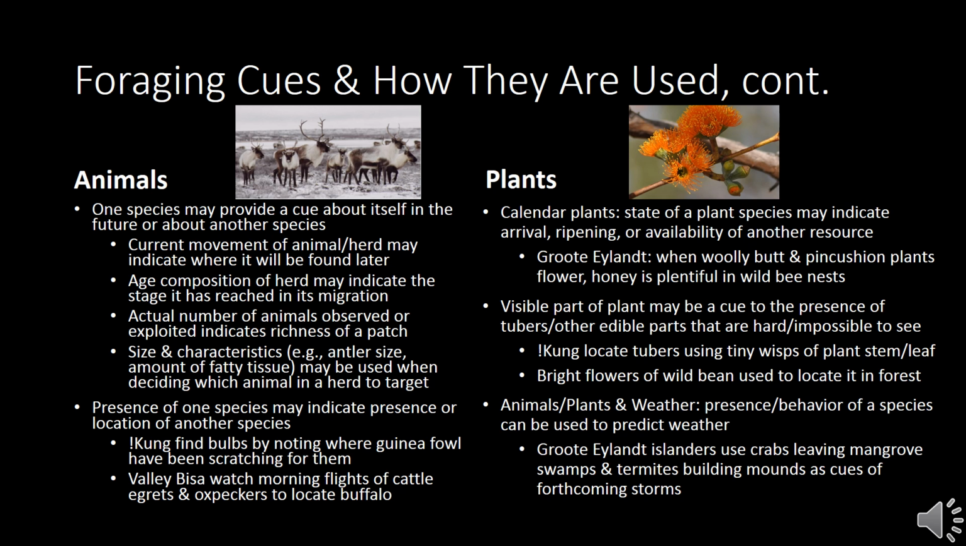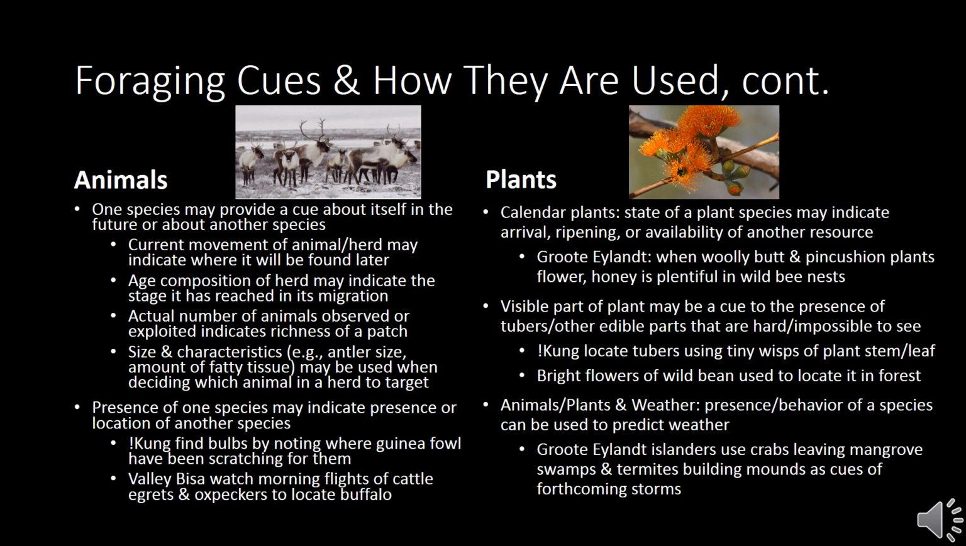For example, the Kung find underground bulbs by observing where guinea fowl have been scratching for them, and Valley Bisa watch the warning flights of cattle egrets and oxpeckers to locate buffalo. Similarly, the state of a plant species may indicate the arrival, ripening, or availability of another resource.